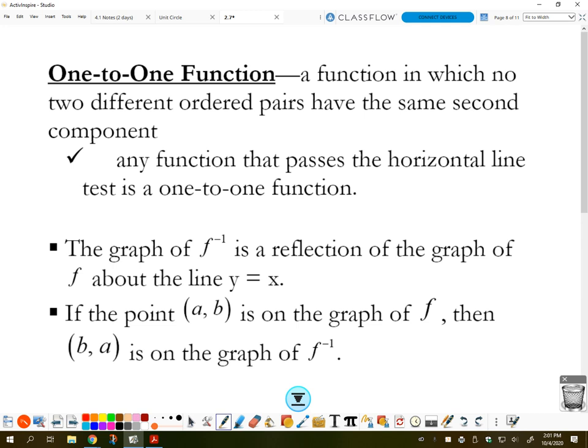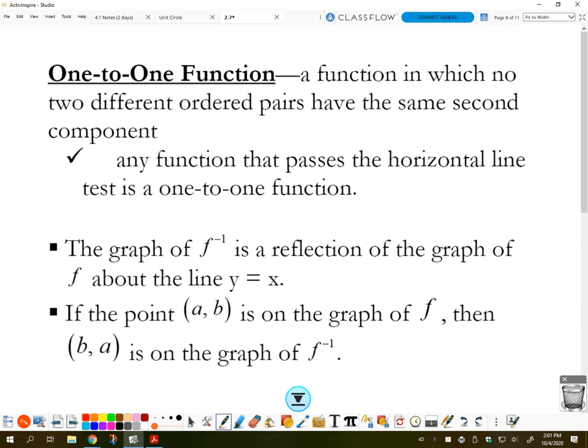Okay, so a one-to-one function. The definition of a function is that every x has only one y. For it to be one-to-one, that works the other way. So every x has only one y, but every y also has only one x. So it's got to pass a vertical and a horizontal line test. And these last two bullets are what I told you were coming up in a minute, but I spoke about it a minute ago.